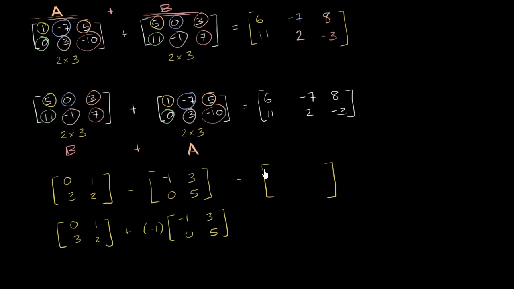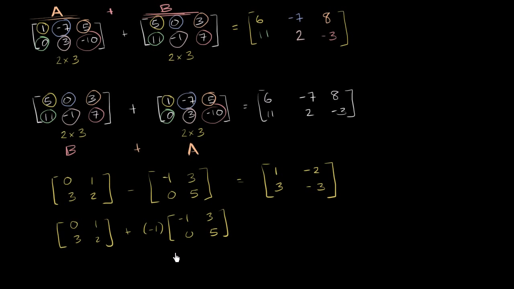So what is this going to be? 0 minus negative 1 is positive 1. 1 minus 3 is negative 2. 3 minus 0 is 3. 2 minus 5 is negative 3. And you'll see that you get the exact same thing over here. When you multiply negative 1 times a negative 1, you get a positive 1. Positive 1 plus 0 is 1. Negative 1 times 3 is negative 3. Plus 1 is negative 2.